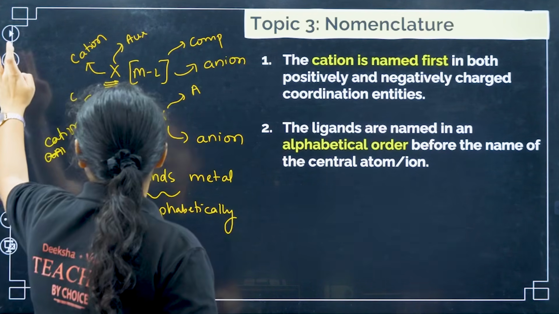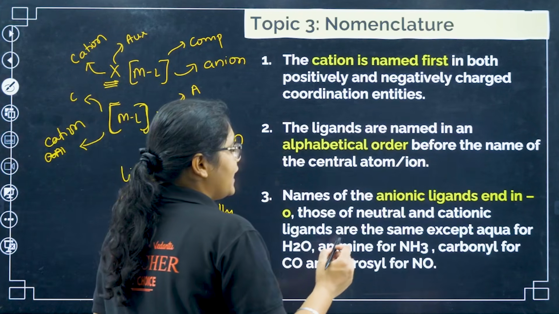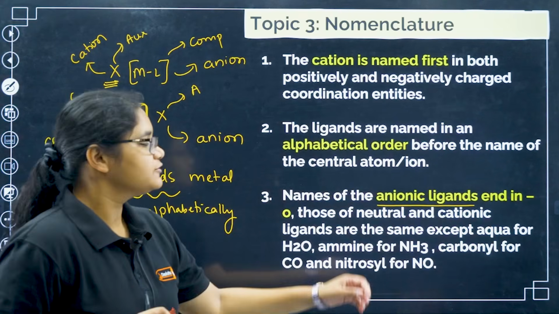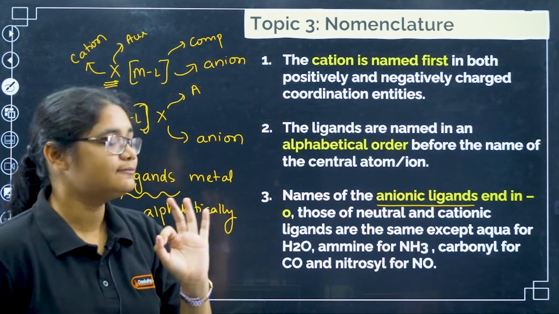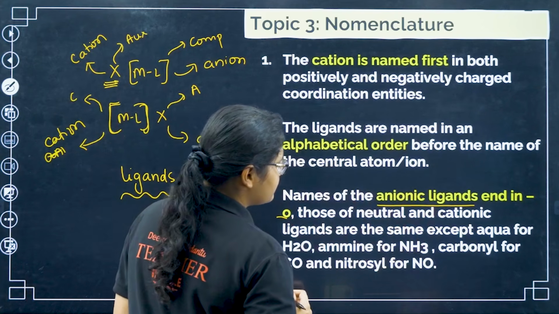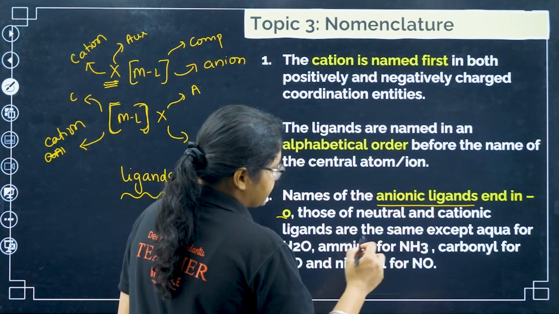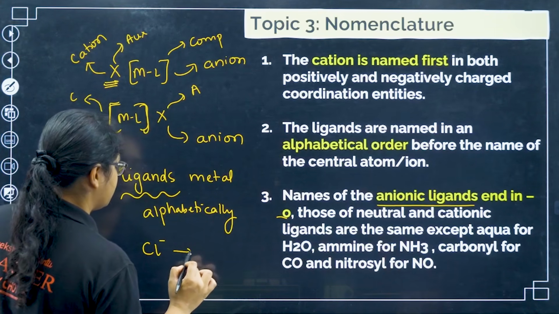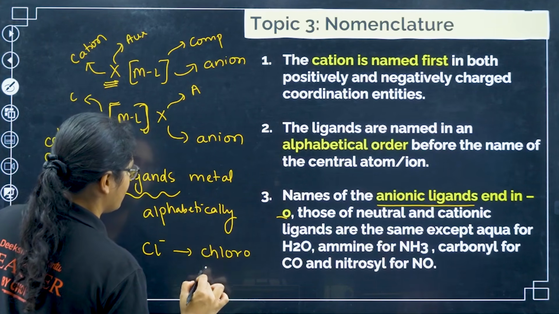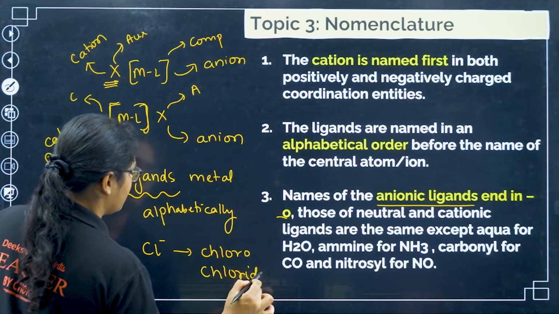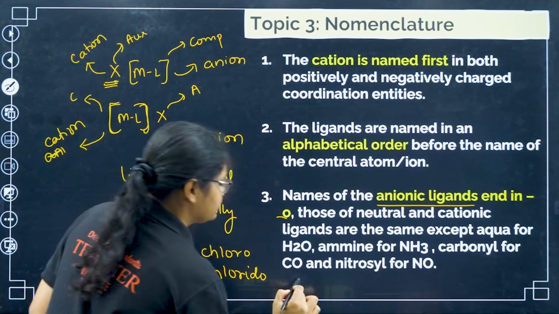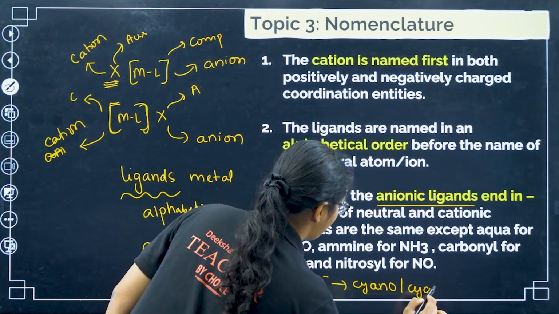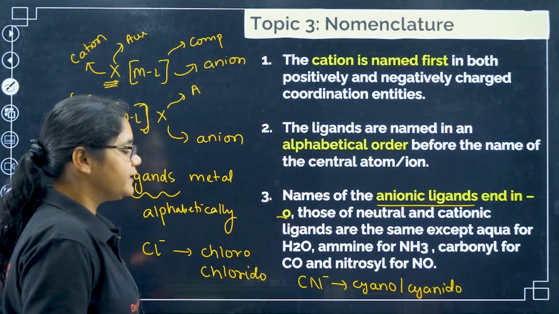Okay, next we have the rule for the name of the anionic ligand. Ligands will generally be negatively charged or neutral, right? If the ligands are negatively charged, the name should end with O. For example, if you have a chlorine ligand, you name it chlorido or chloro. You can say chloro or chlorido. For example, you have CN minus. We call it cyano or cyanido. So you are seeing it should end with O.